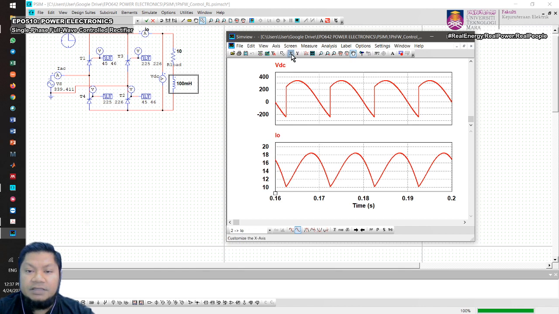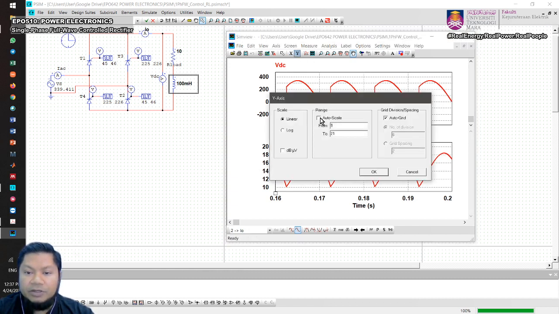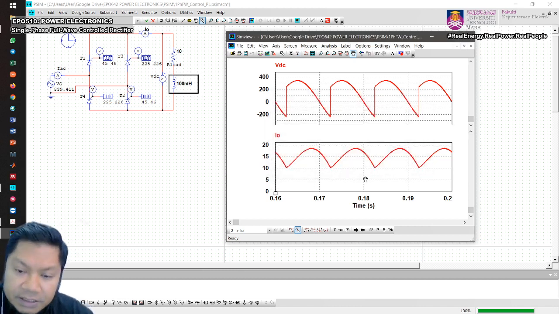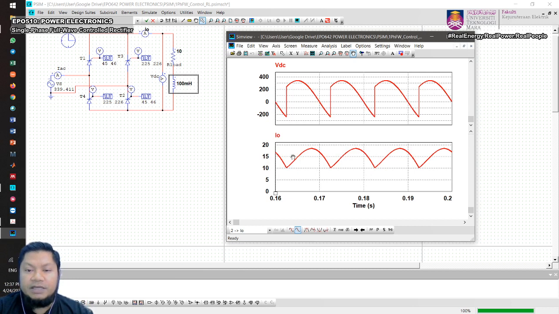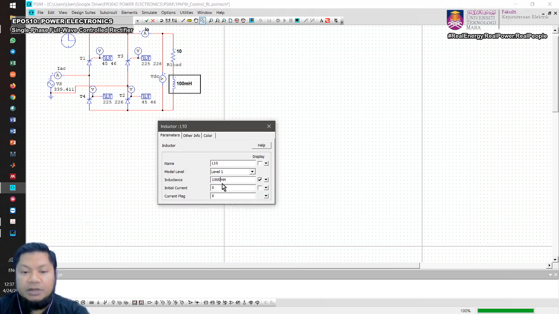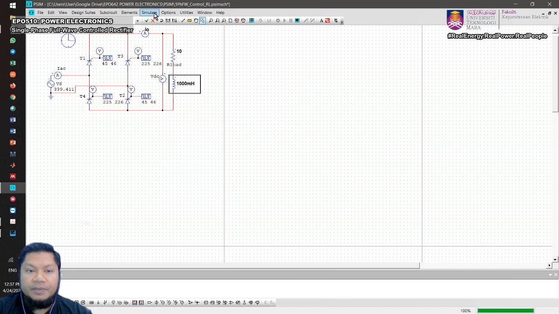Okay, so if I adjust this X, I'm going to adjust, click here, the Y value. I'm going to start with 0. Now I can see that the output current is continuous. So in that case, the output voltage follows the second condition, whereby it's continuous output voltage. Okay, right. So now if I increase more, what will happen? 1000 millihenry, for example, run the circuit.